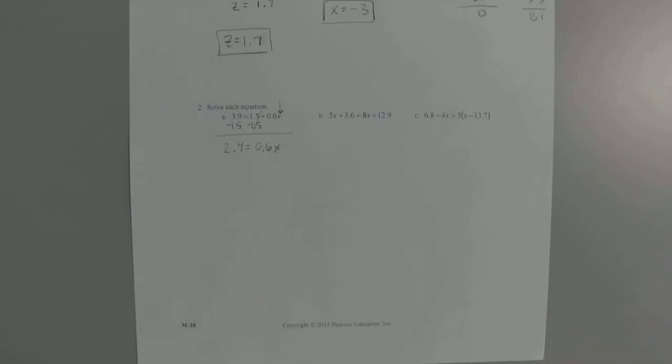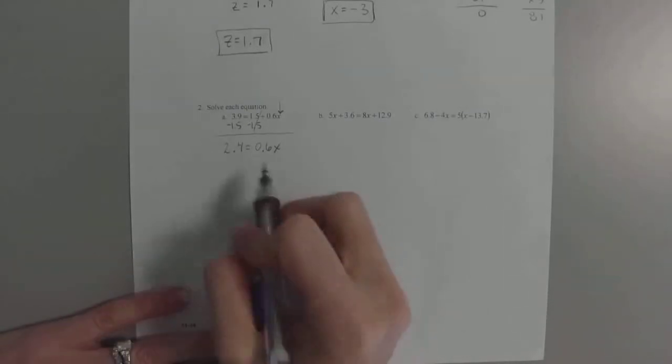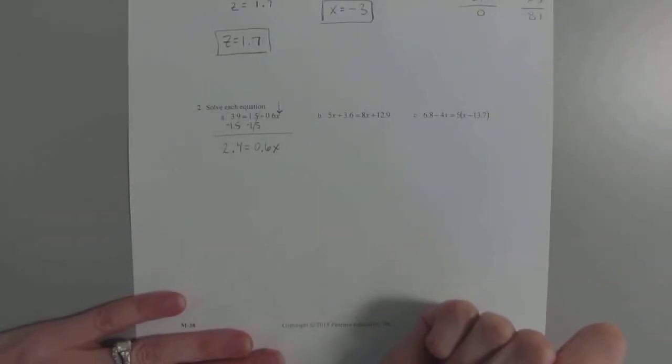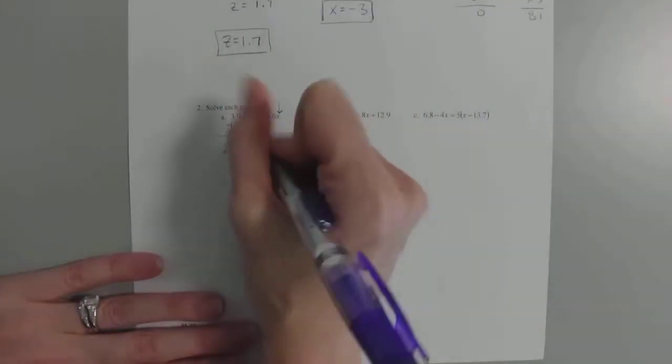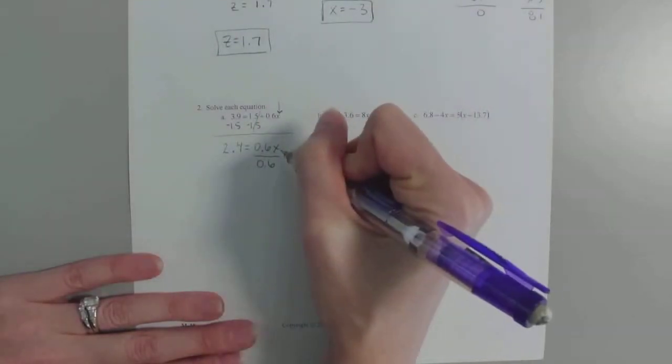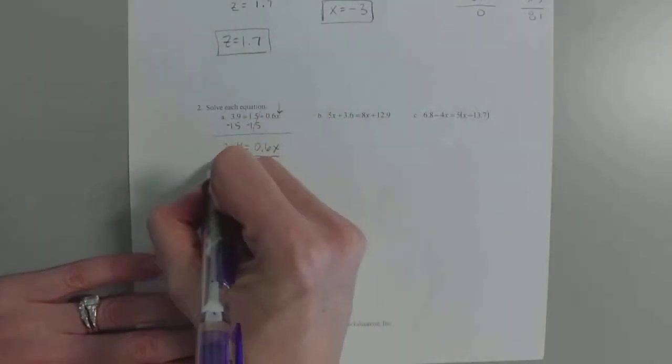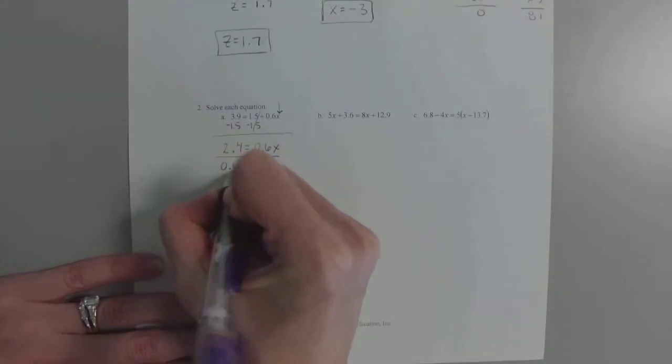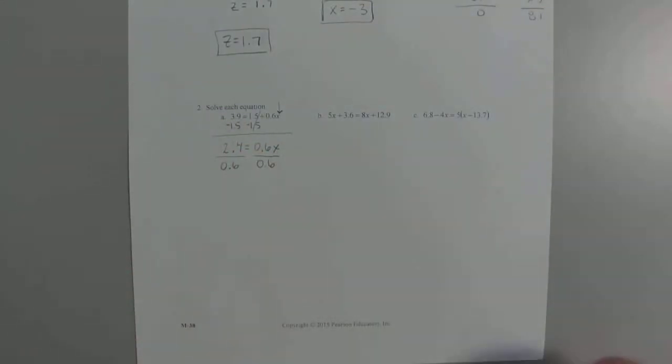So if you have two things that are in your way, move the thing that's furthest away first, okay? So get rid of that 1.5 by subtracting them. Now we have this 0.6 to worry about. What operation is this? Multiplication. How do you undo multiplication? Divide. So we're going to divide by the 0.6. You divide by what's in your way, okay? But if you divide him by 0.6, you got to divide him by 0.6.